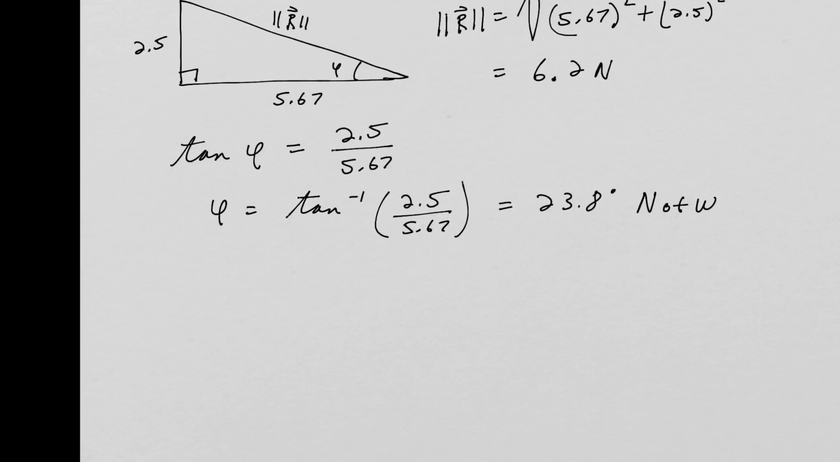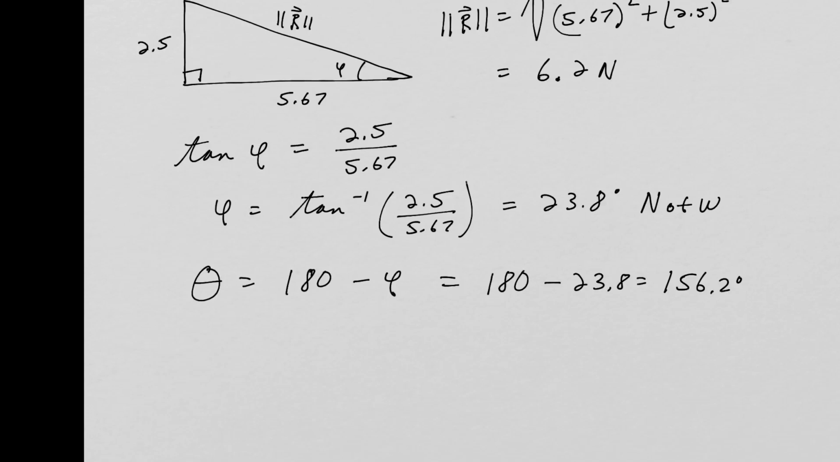Sometimes the problem will specifically ask for a particular angle, measured with respect to whatever, the x-axis counterclockwise or whatever. It'll ask for a specific angle. So if you want that angle with respect to the positive x-axis counterclockwise, the theta, then that would be 180 minus phi, right? Because we're in that second quadrant. So this would be 180 degrees minus 23.8. That turns out to be 156.2.